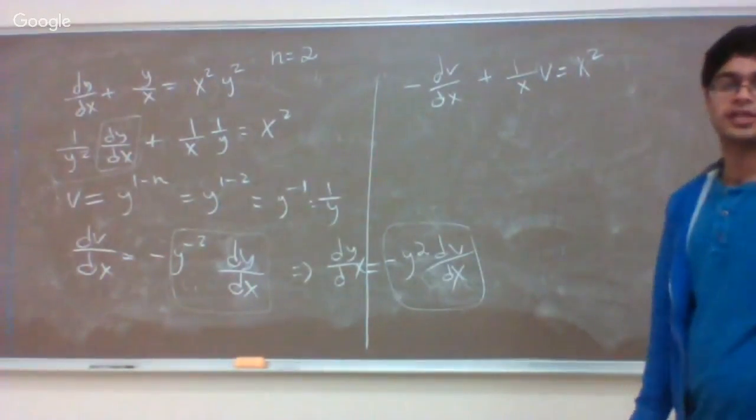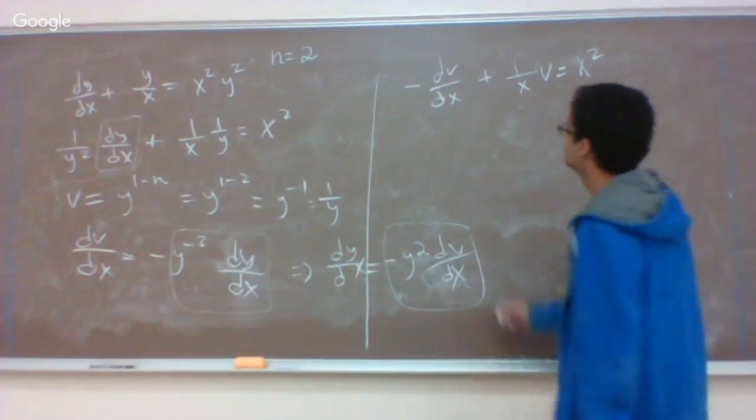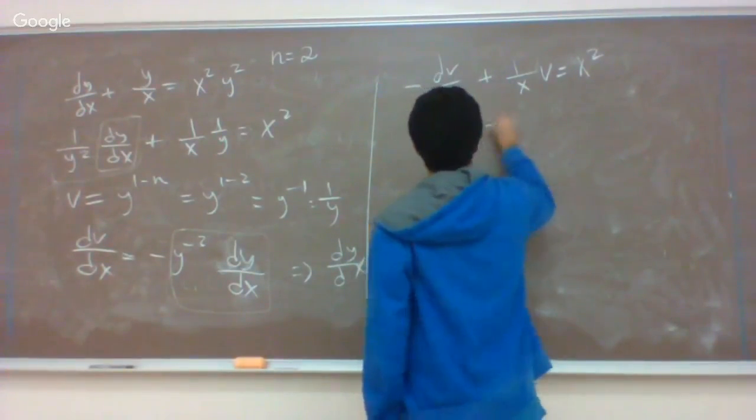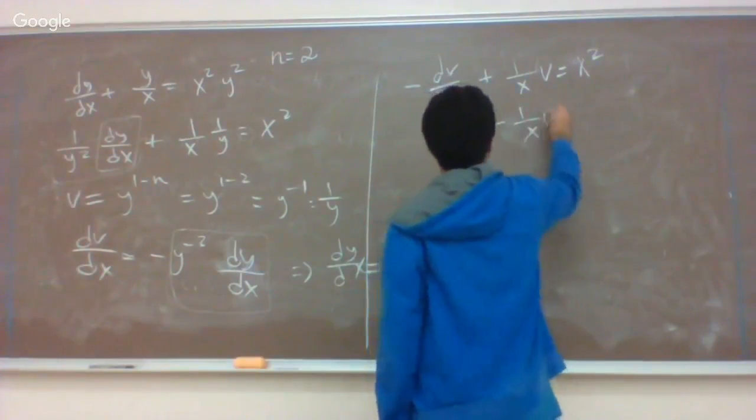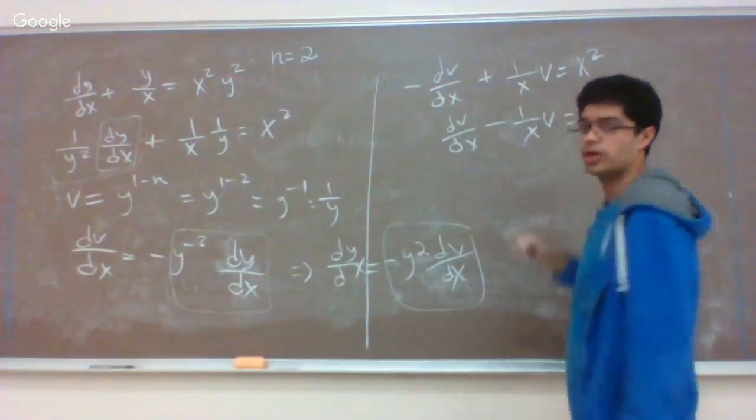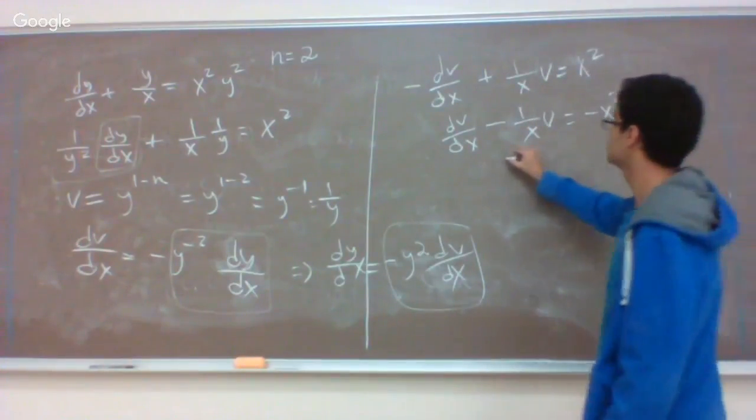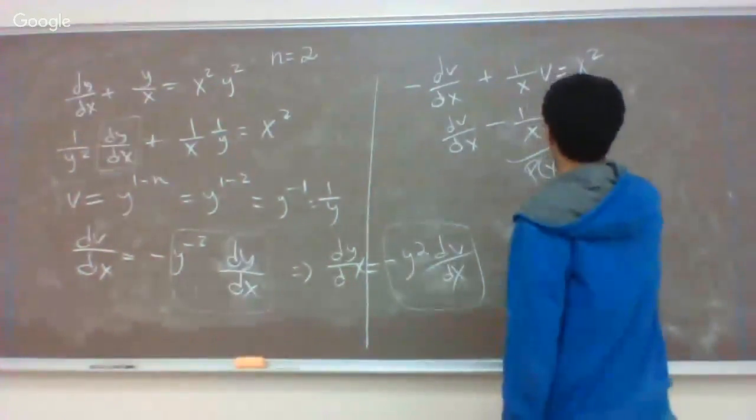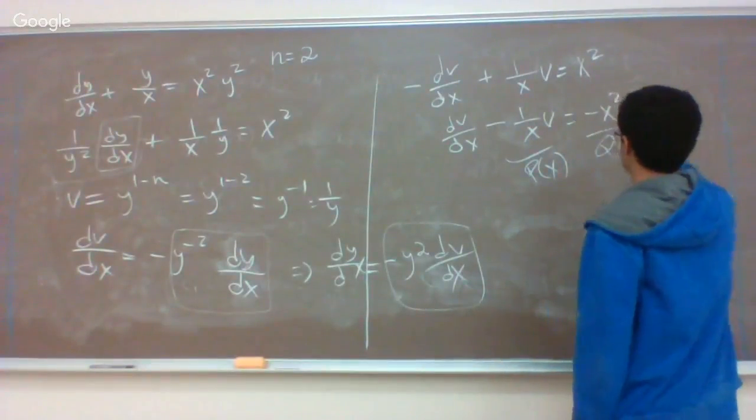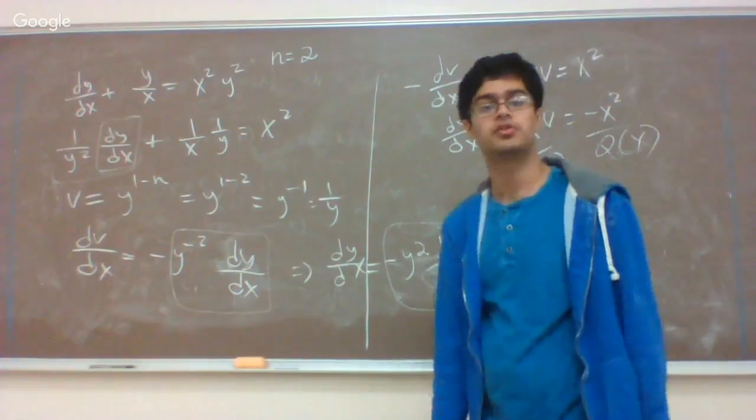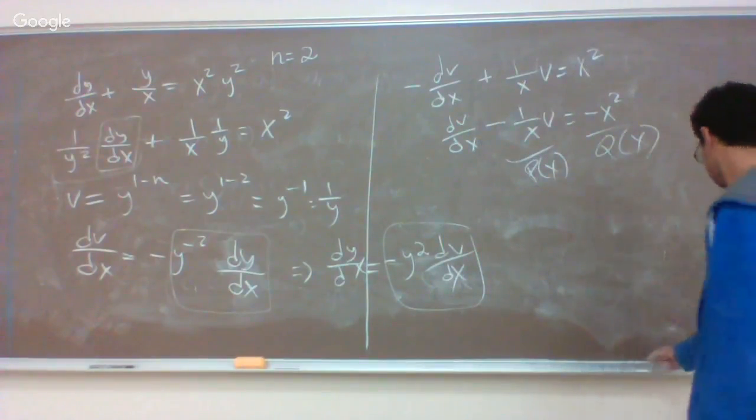So this is almost in standard form. We divide by a negative 1, and we have dv over dx minus 1 over x times v equals negative x squared. Now this is our g of x. And then we can try to find these and solve this.